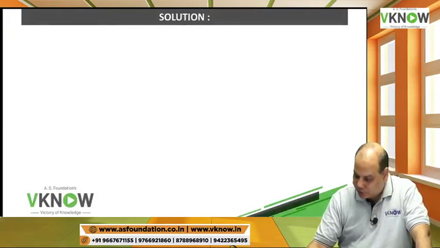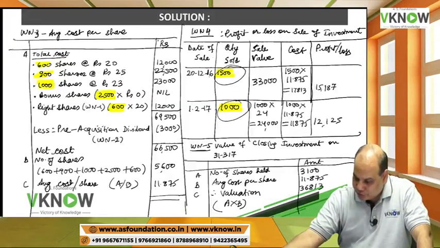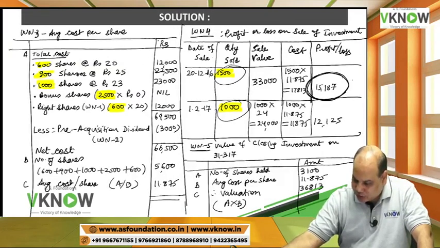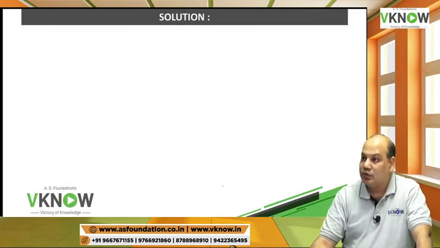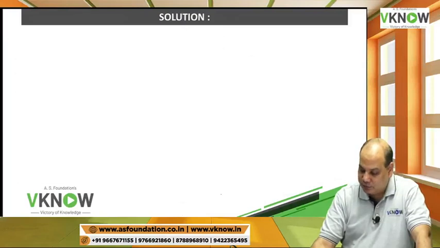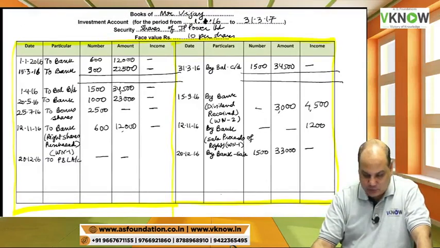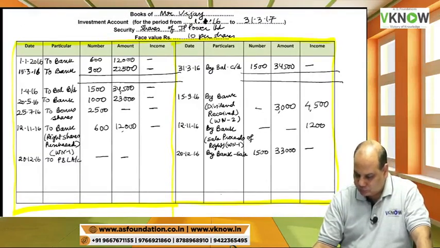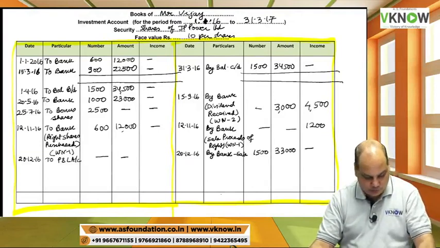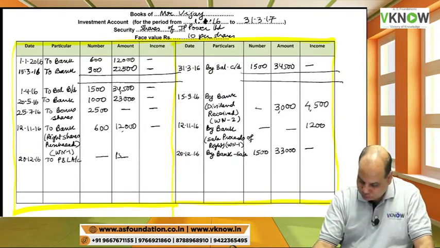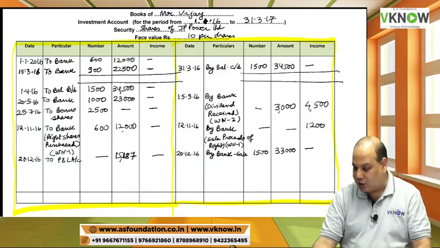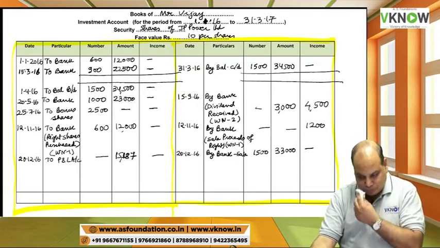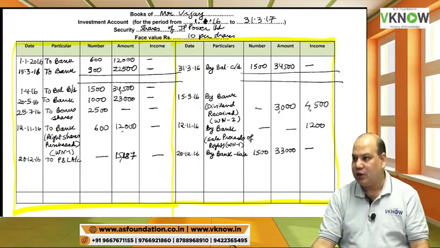Let me check the profit on the first sale. On the screen at the top right hand side, can you see 15187? Yes, write down 15187 in the amount column, not in the income column, because it will tally accordingly.